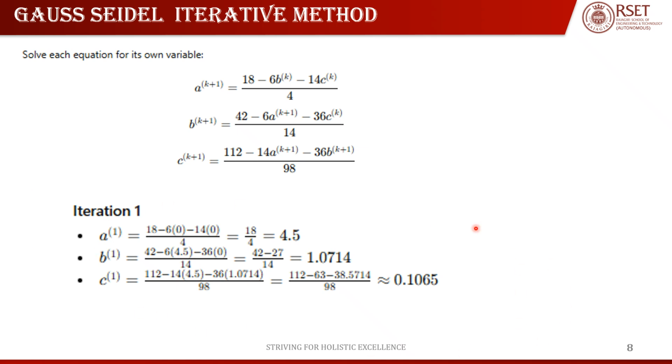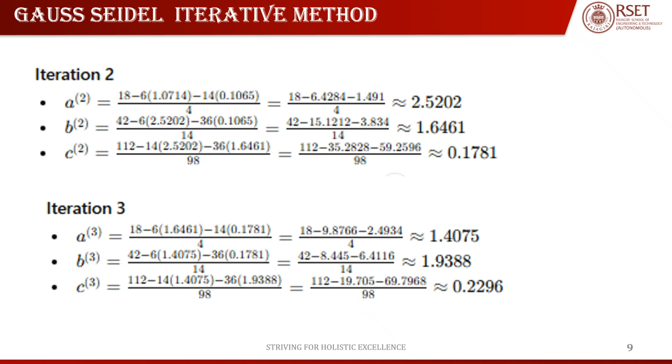So this is your first iteration, and you were asked to find in a similar way up to 3 iterations. So going for the next iteration, your a2 will be equal to 18 minus, you already have your b1 value and you already have your c1 value. Just substitute here and do the calculation, and you have 2.5202. And to get your b2, you have 42 minus 6 into a, and since you have a2, just substitute a2, minus 36 into c, so substitute the value of c1.